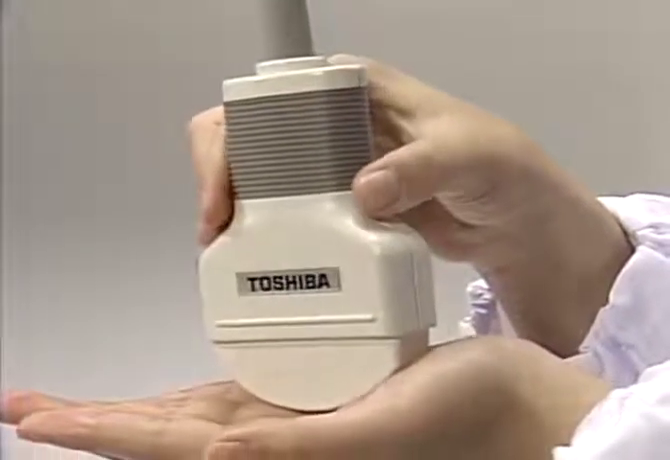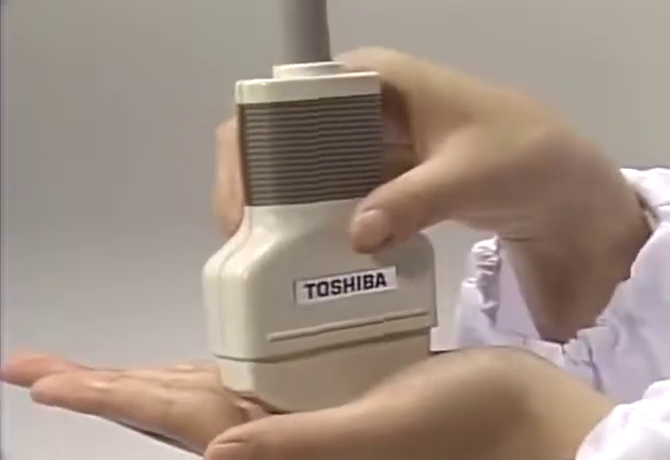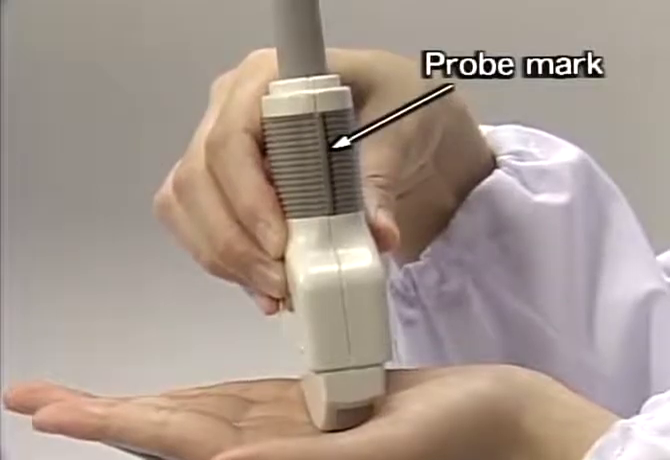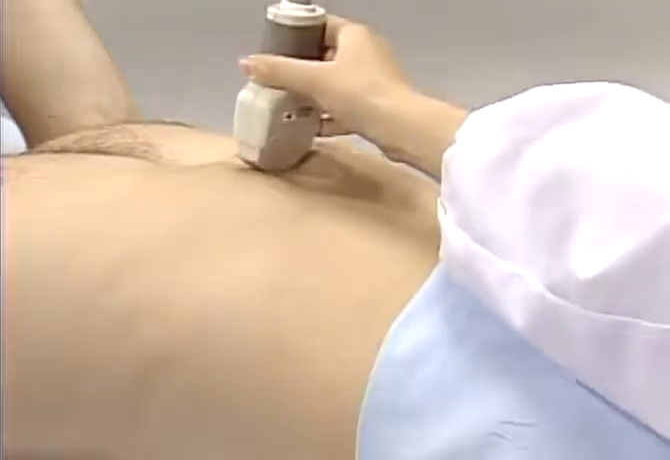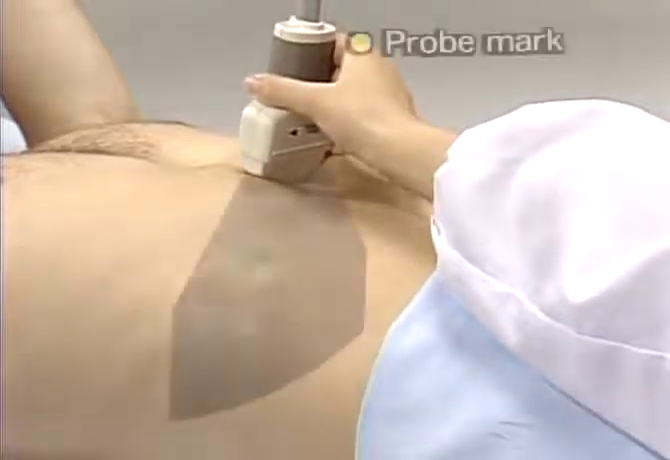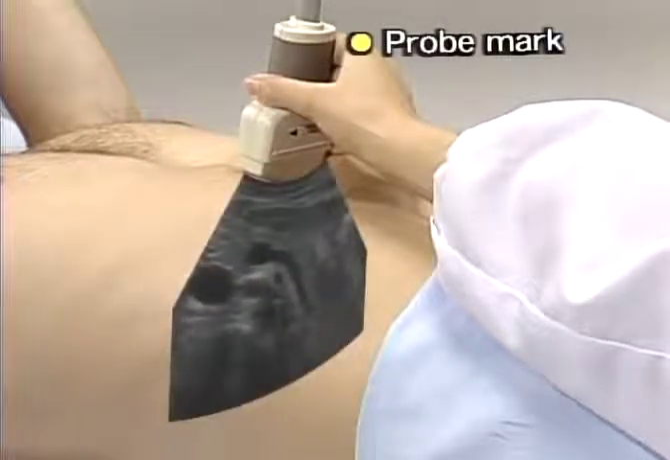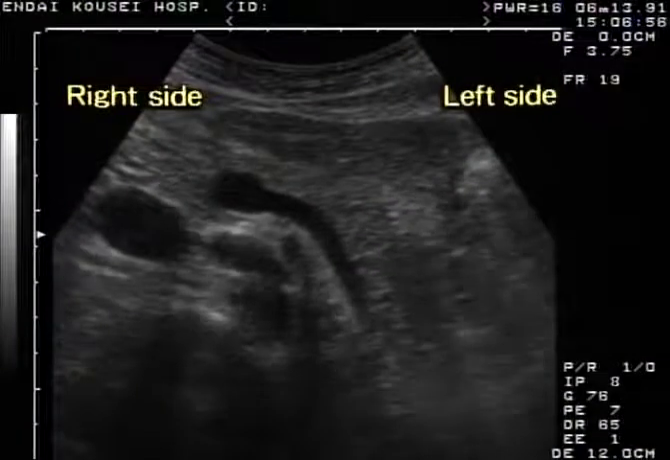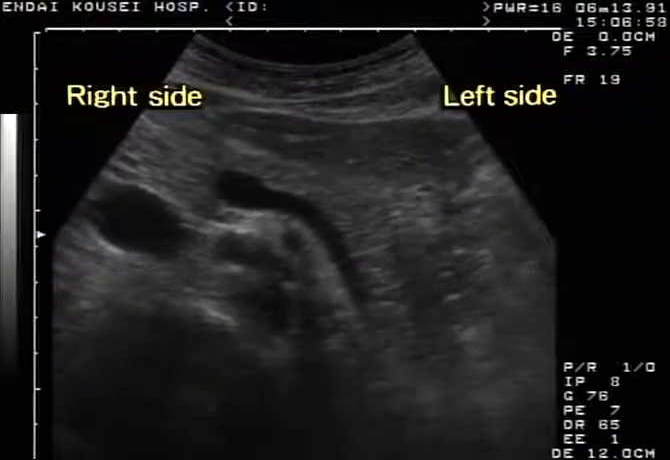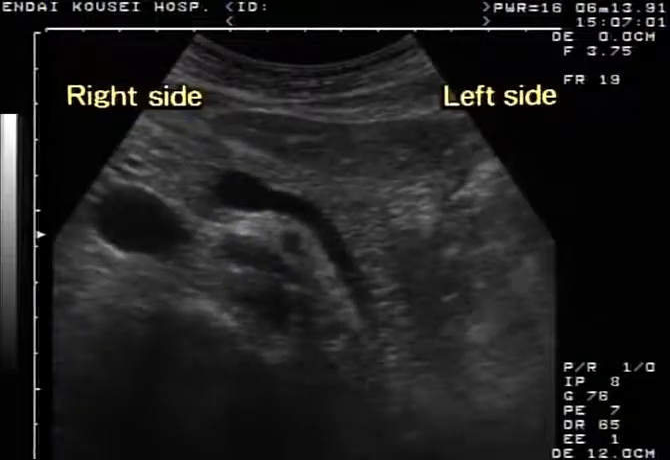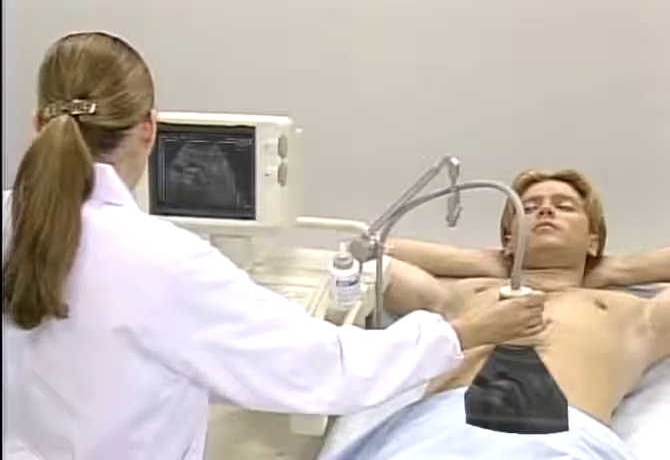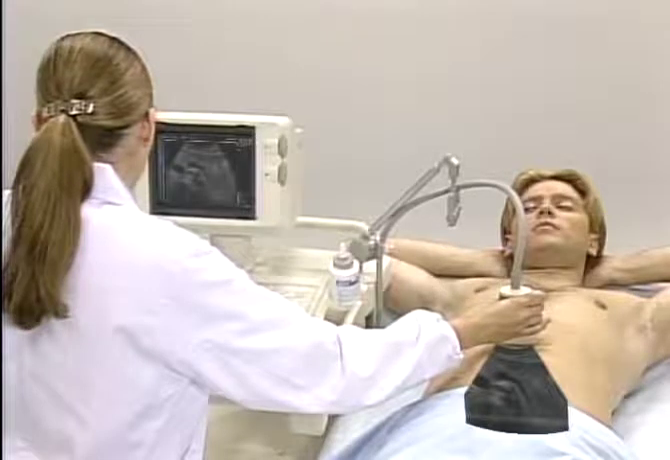This mark is printed on one side of the probe grip. When you want to visualize a transverse plane, hold the probe with the mark on the right side. Then you can obtain the ultrasound image of the organ as viewed from the patient's feet. Therefore, the right side of the screen corresponds to the left side of the patient. I think this procedure is easy to understand for sonographers with the patient on their right.